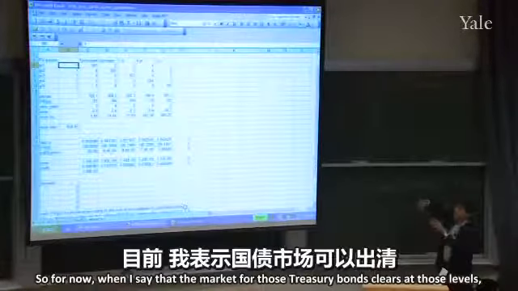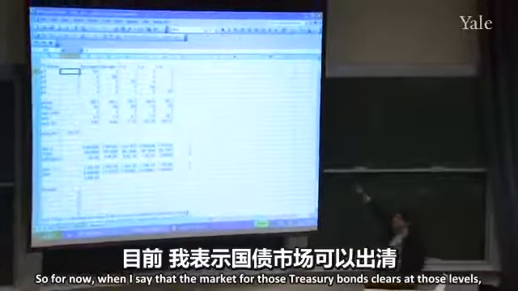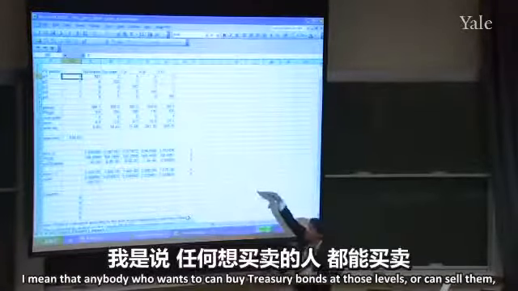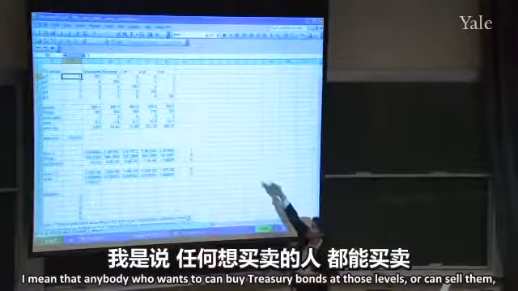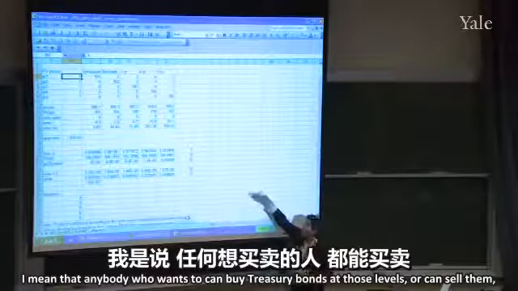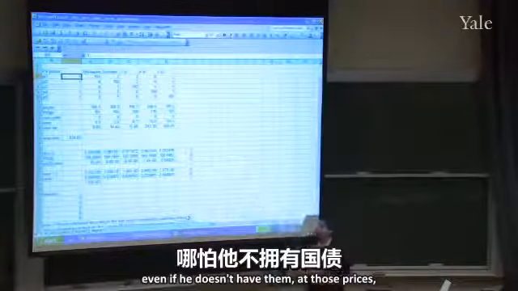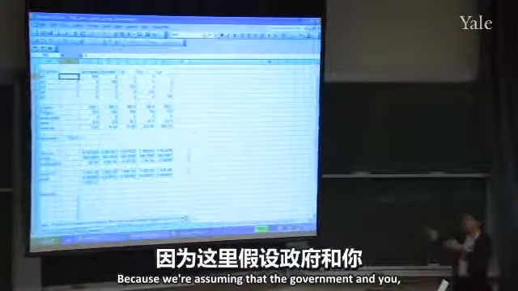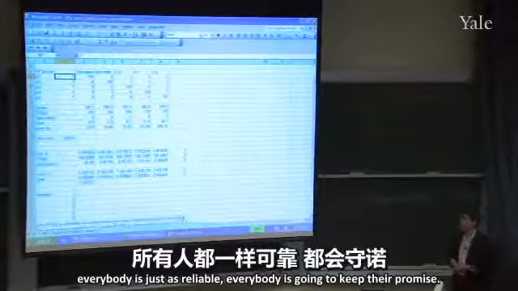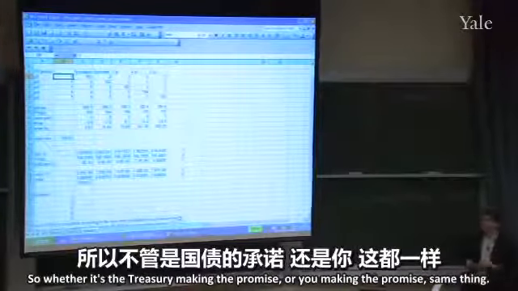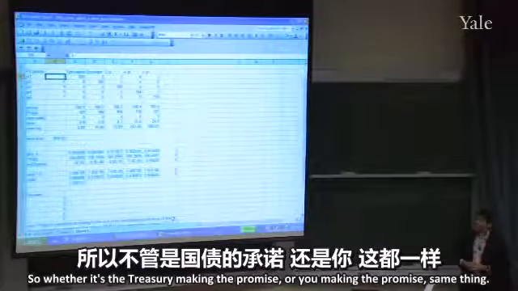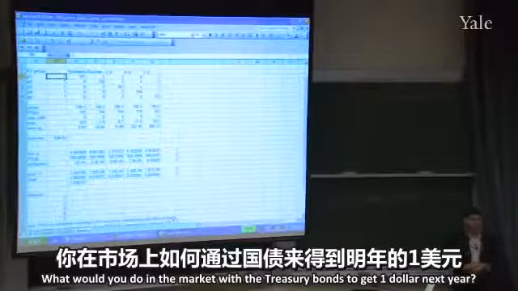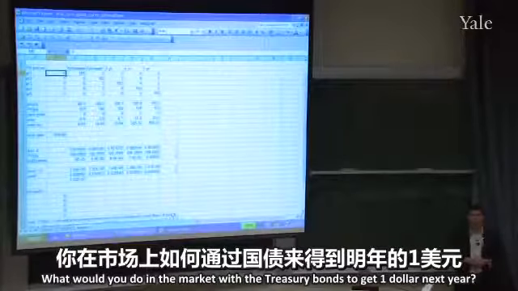So for now, when I say that the market for those treasury bonds clears at those levels, I mean that anybody who wants to can buy treasury bonds at those levels or can sell them, even if he doesn't have them, at those prices by making the promise of what the treasury bond does. Because we're assuming the government and you, everybody is just as reliable. Everybody's going to keep their promise. So whether it's the treasury making the promise or you making the promise, the same thing. Okay, so how do you buy $1 next year? What would you do in the market with the treasury bonds to get $1 next year?